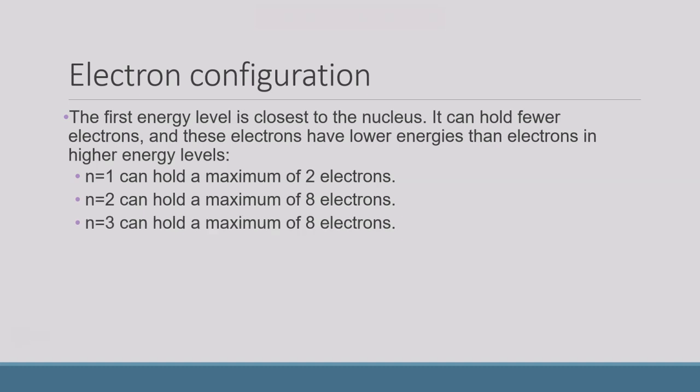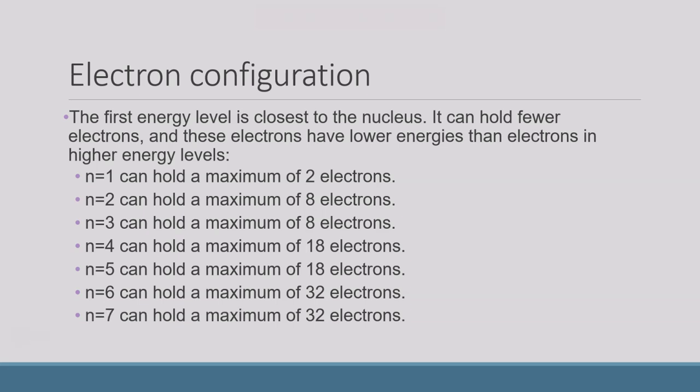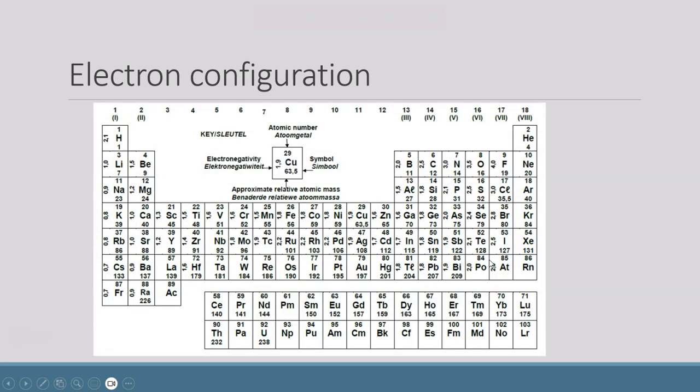The third energy level can hold a maximum of 8 electrons, just like the second energy level. The fourth energy level can hold a maximum of 18 electrons. The fifth energy level can also hold a maximum of 18 electrons. The sixth energy level can hold a maximum of 32 electrons, and the seventh energy level can also hold a maximum of 32 electrons. So let's see how that relates to the periodic table.